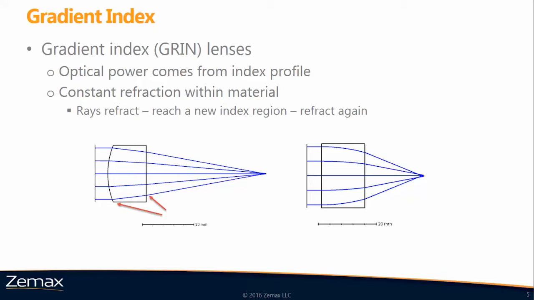A dynamic focusing lens of this design derives its optical power from its gradient index profile. Unlike a standard lens in which the power comes from the curved surfaces and rays only refract at the surfaces, gradient or GRIN lenses cause incident rays to refract continuously within the medium.